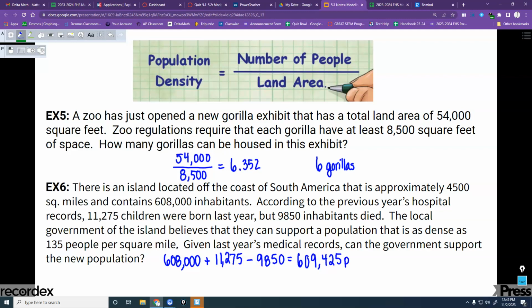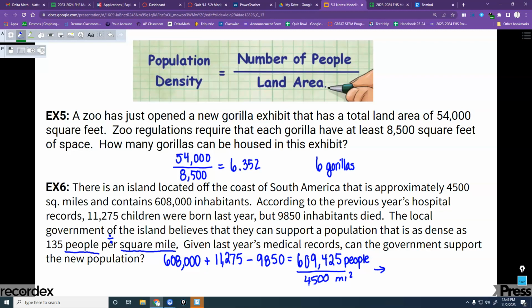And that is people. And we need to know the number of people per square mile. That word per, it means to divide. For this, if we want to know the people per square mile, we need to take our number of people and divide it by our number of square miles. So in this case, we have 4,500 square miles. So we will divide this by 4,500 square miles.